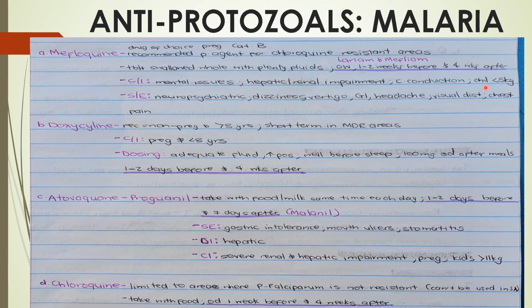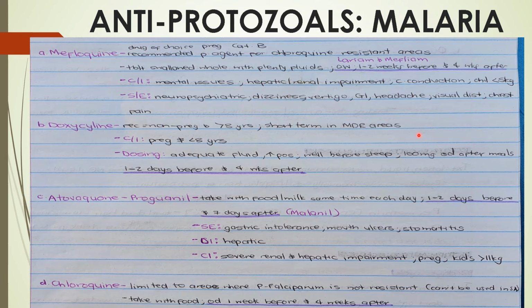And then we've got doxycycline. This is a very famous one. It's recommended for non-pregnant women and children older than 8 years, and it must be used short-term in multi-drug resistant areas. So areas that are more resistant to the other chemoprophylaxis, they would mostly use doxycycline. But it's contraindicated in anyone who's pregnant or younger than 8 years.